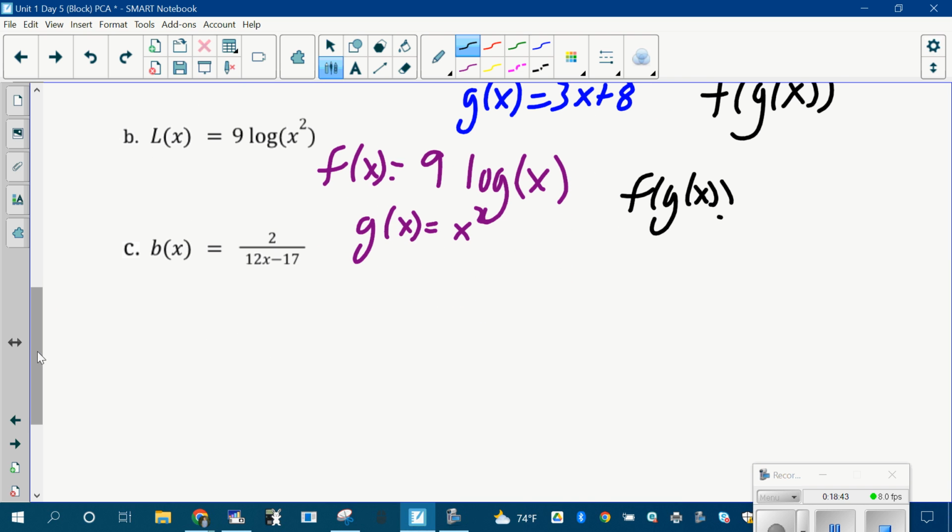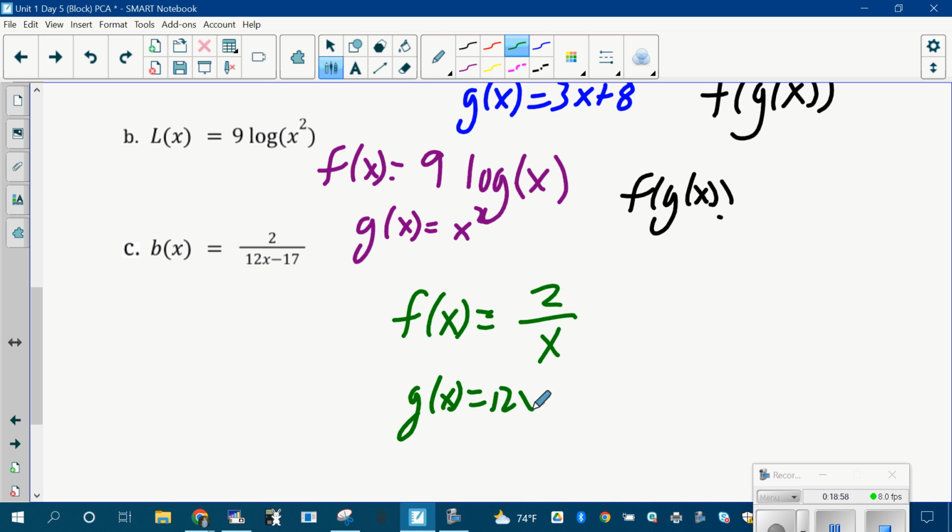This last one's a little tricky. I'd look at this and I'd think, this is just 2 over x. Only in the place of the x, they put a 12x minus 17. So then if you thought about f of g of x, you'd get out that. That's a little tricky.